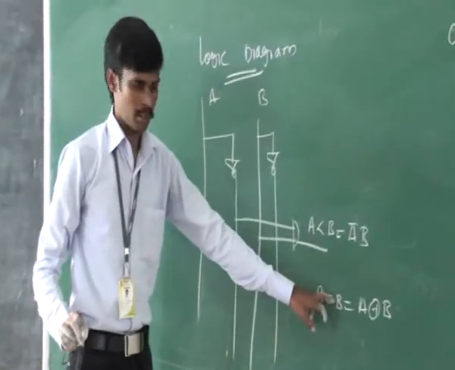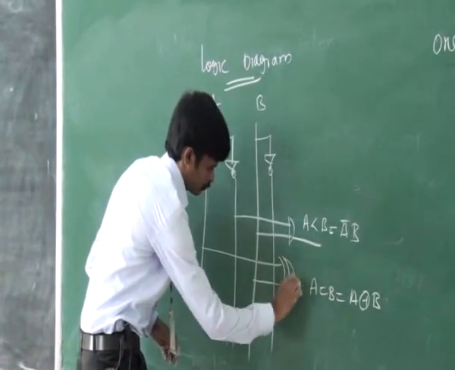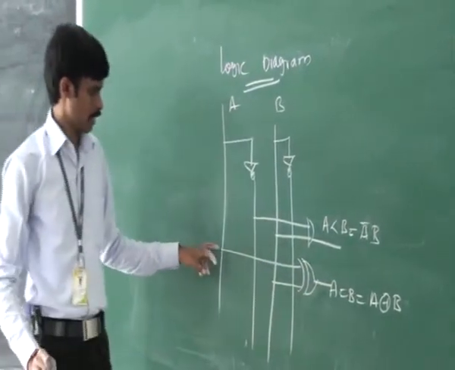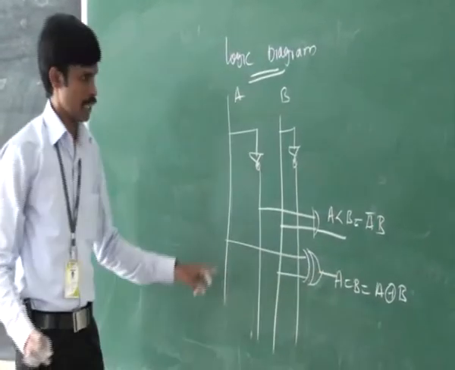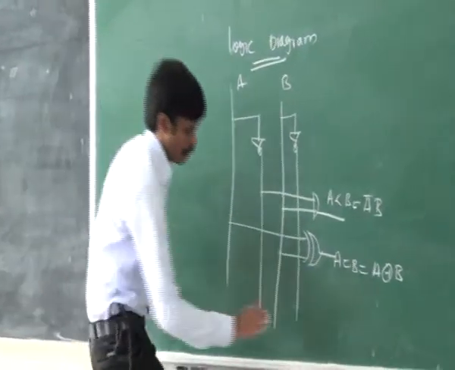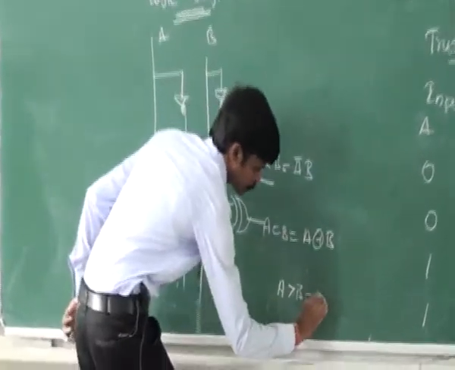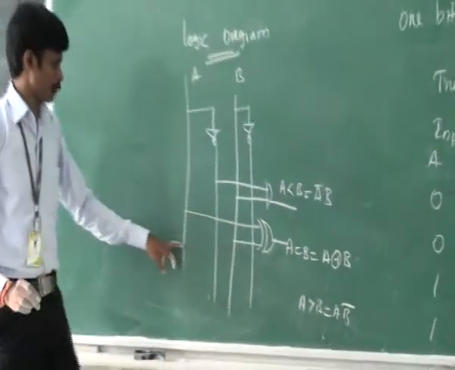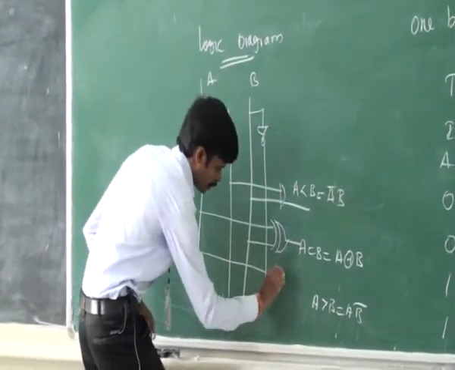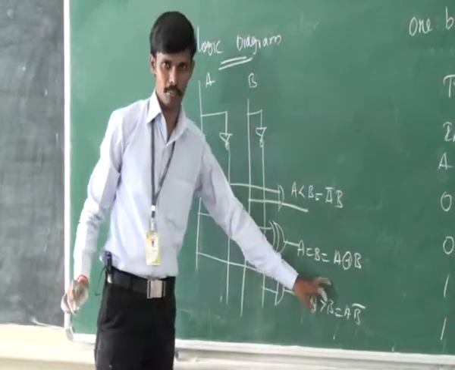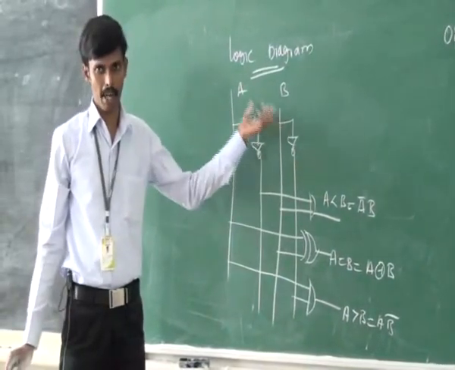The next Boolean expression will be A equal to B, which is equal to A XOR B. To implement this output, A is XORed with B to get the Boolean expression A equal to B. The next output will be A greater than B. A greater than B is equal to A B bar. This one represents A, this one represents B bar. A is ANDed with B bar to get A greater than B. This is the basic logic diagram for 1-bit magnitude comparator.